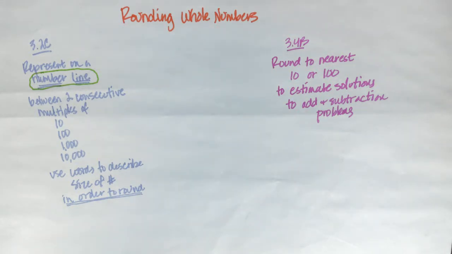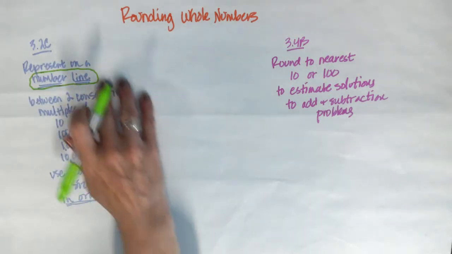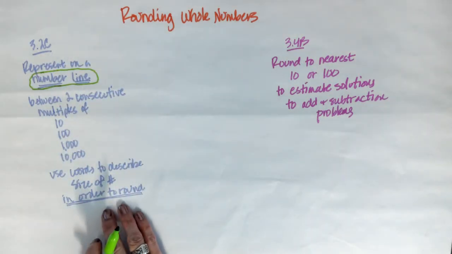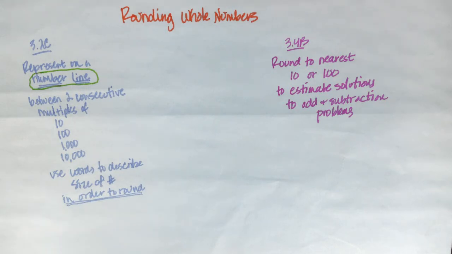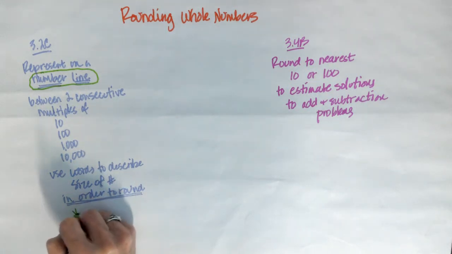So the standard says represent on a number line as being between two consecutive multiples of 10, 100, 1,000, or 10,000, and use words to describe the size of numbers, or the relative size of numbers, in order to round them. Not that we teach them other strategies to round. We do all of these things in order to round. So we're not teaching tricks.